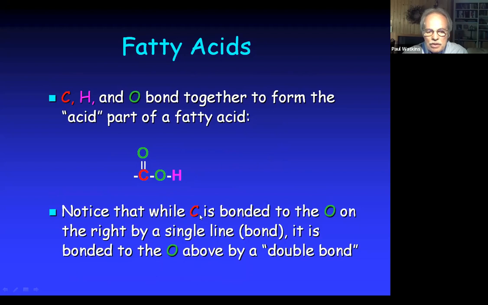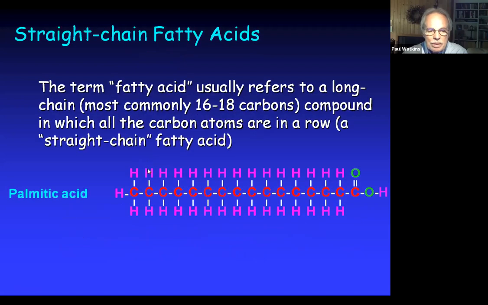So notice while this carbon is bonded to the oxygen on the right by a single bond, it's bonded to the one above it by a double bond. So if we put these two together, the fatty part and the acid part, we have a fatty acid. If someone uses the term fatty acid, typically they're referring to a long chain fatty acid, and most commonly having 16 to 18 carbon atoms in the chain. These are the most abundant in nature.